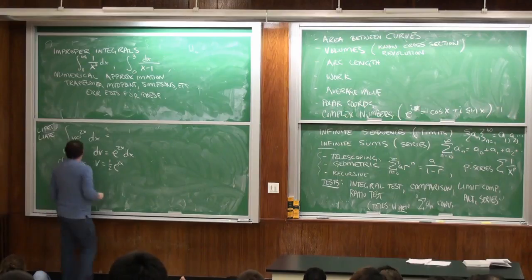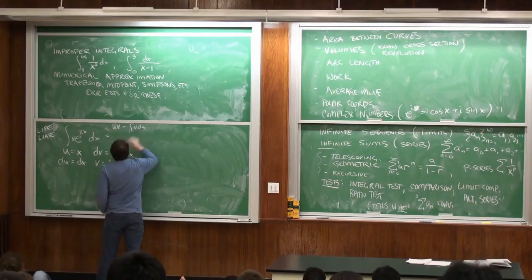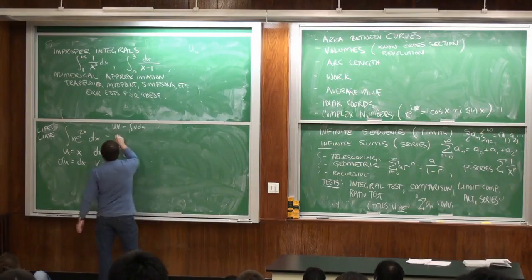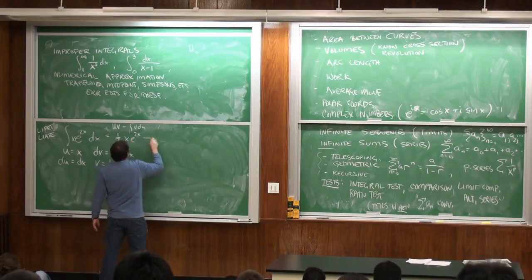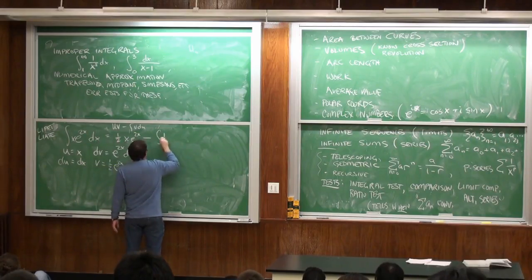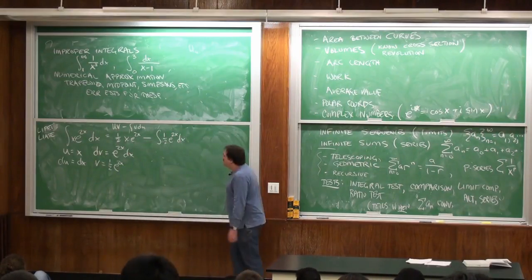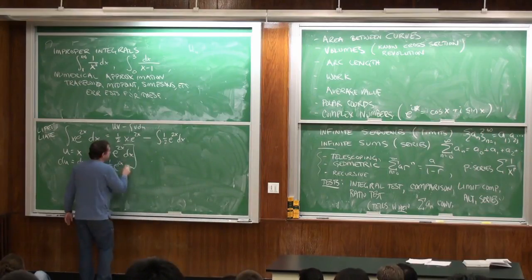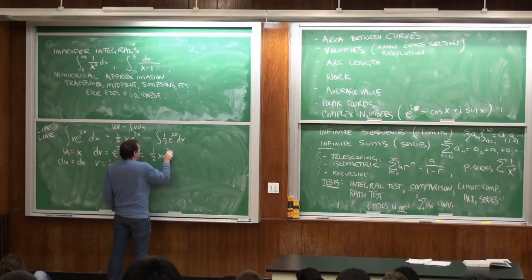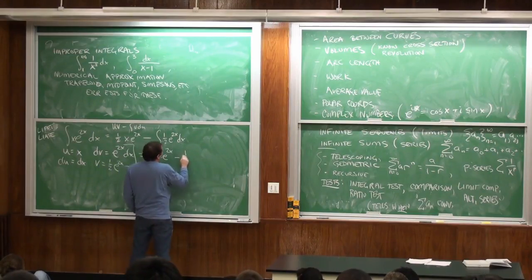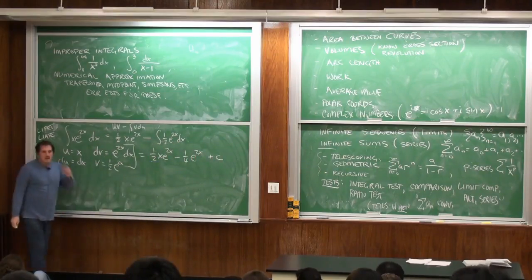And so then this becomes uv minus the integral of v du. So uv is 1 half x e to the 2x minus the integral of 1 half e to the 2x dx. And so then I just do that integral. And I get 1 half x e to the 2x minus 1 quarter e to the 2x plus C.